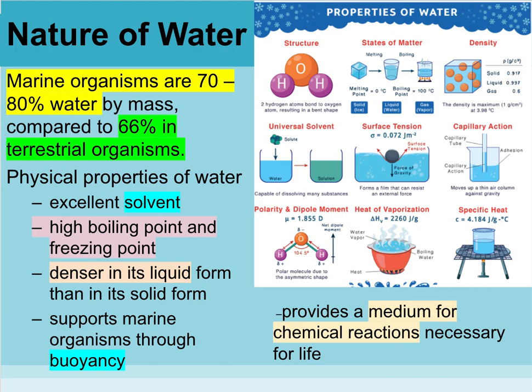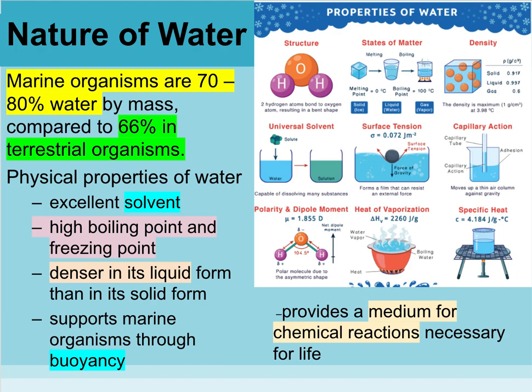Water is an excellent solvent, meaning it can dissolve things into it. It has a really high boiling point and a high freezing point. It is actually denser in its liquid form, which is awesome because it means that ice can float. This is really significant when you're talking about glaciers, being able to float on top of the water and not sink down. And it has lots of other applications for the cycling of water.